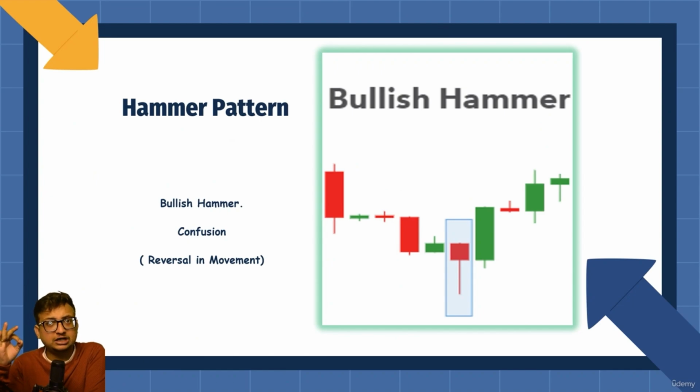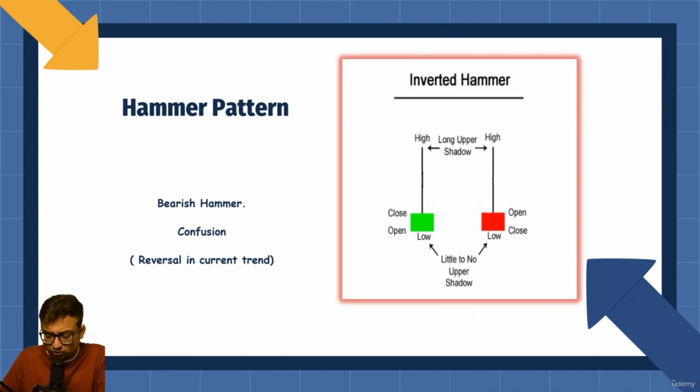If it's not clear, please go back and re-watch the class as many times as possible, because the more you see, the more you listen to these concepts, the more you will understand them, with more clarity. So this is the bullish hammer, and the second thing is the bearish hammer or inverted hammer, whatever you say.